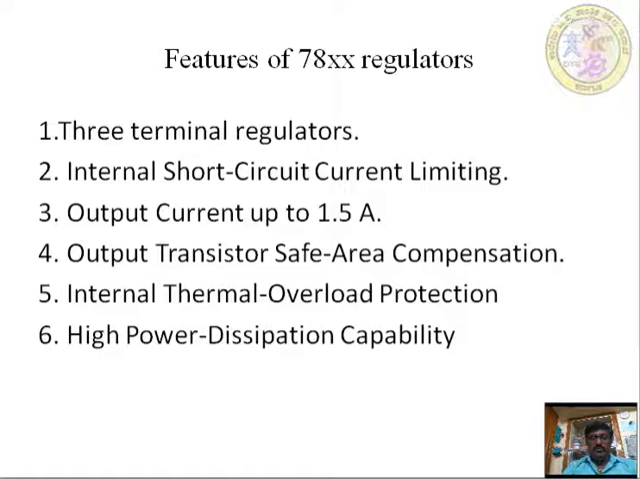The features of the 78XX regulators: it is a 3-terminal regulator, as we already know, with input, ground, and output. Pin number 1 represents the input, pin number 2 represents ground, and pin number 3 represents the output. Features include internal short circuit current limiting, output current up to 1.5 amps, output transistor safe area compensation, internal thermal overload protection, and high power dissipation capability.